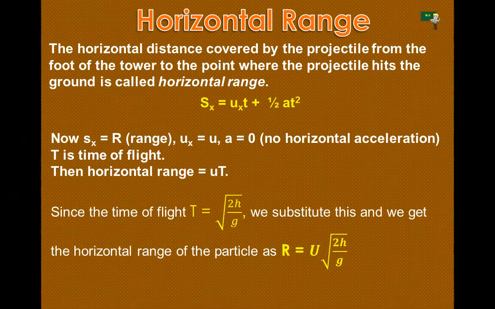Since we know the time of flight, T = root of 2h by g, when we substitute this we get the horizontal range of the particle as R = u into root of 2h by g. Remember, this equation implies that the range R is directly proportional to the initial velocity u and inversely proportional to the acceleration due to gravity g.